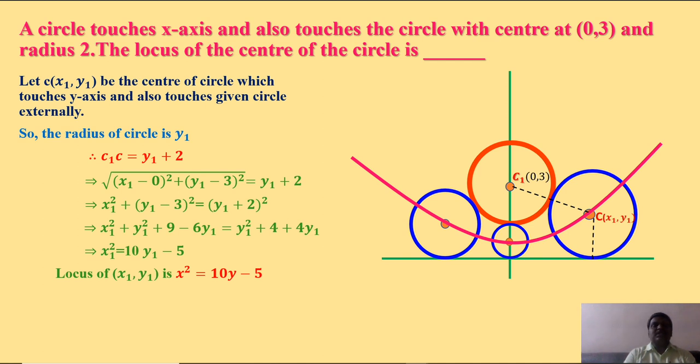So the distance between the two centers is equal to the sum of the radii when two circles touch each other externally. If they touch internally, what is the condition? C1C2 is equal to mod of R1 minus R2. No need to apply that here. Here they mention externally. That is why we have to use C1C2 is equal to R1 plus R2. Understand? This is the question. So the required locus is what here? Parabola. Understand? Thank you.